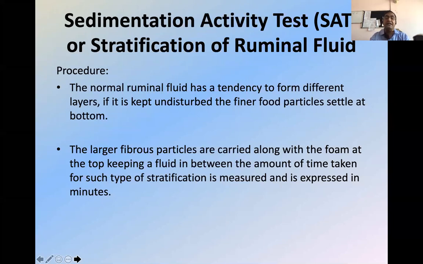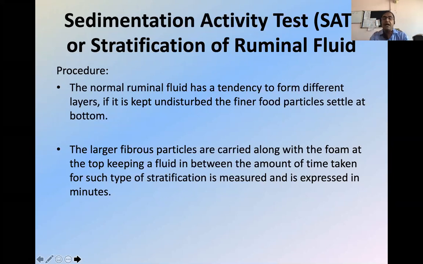When you collect only 10 ml or 5 ml, this is not going to work in the sedimentation activity test. So this is the first procedure. You have to collect the fluid and keep it in an airtight manner in a jar or a big graduated tube in which you can measure and see the different layers, the stratification of the rumen fluid. The larger fibrous particles are carried along with the foam at the top.